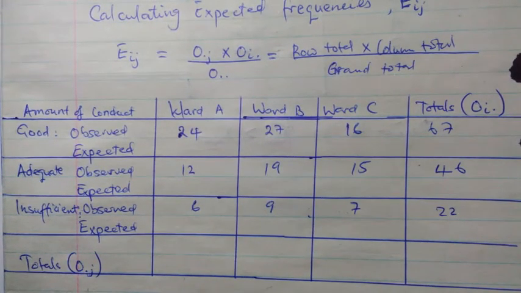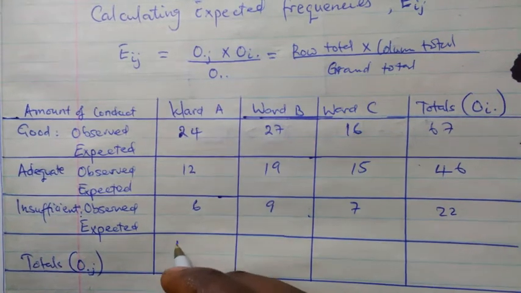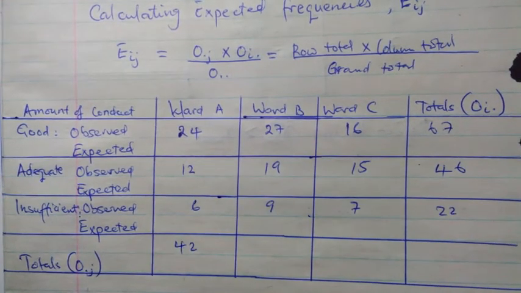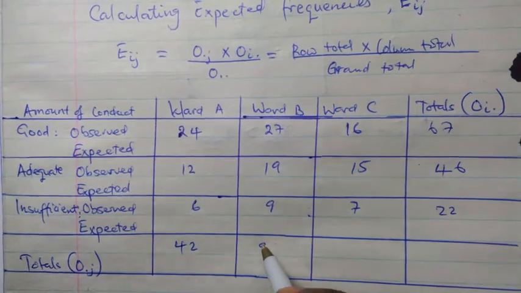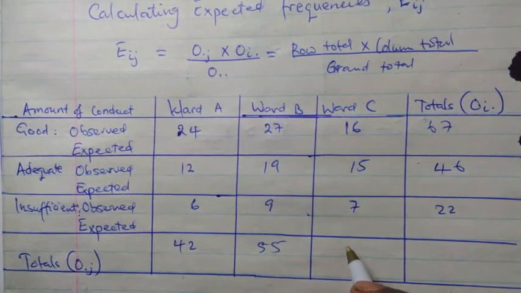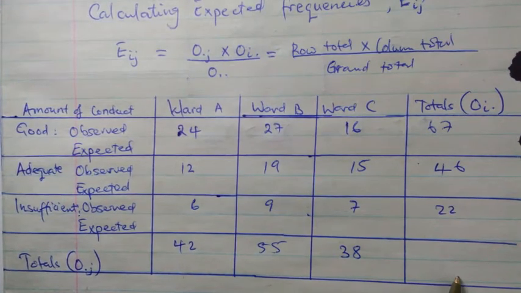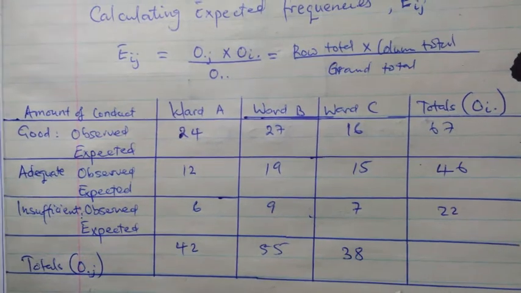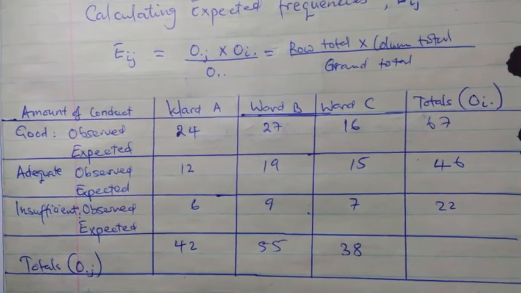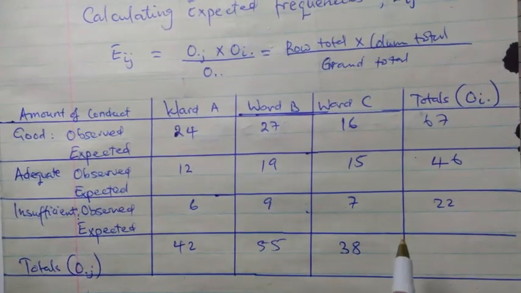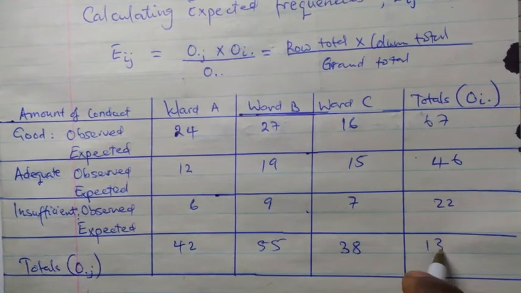Then for the first column, ward A, the total is 42, and then the next is 55, and then the next is 38. Then we're going to calculate the grand total. You can add the row totals or the column totals, they must give you the same grand total. So here if we add 42 plus 55 plus 38, I'm sure we are going to get 135 as our grand total.